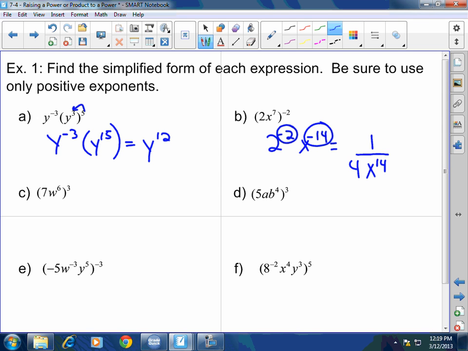Okay, 7w to the 6th raised to the 3rd power. Sir? No, sir. It's going to be 343, w to the 18th. Why? Well, I got 7 cubed, and then I've got w to the 18th. 7 cubed is 7 times 7 is 49, times another 7 is going to be 343, sir.